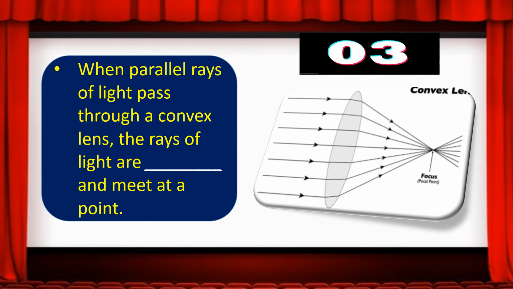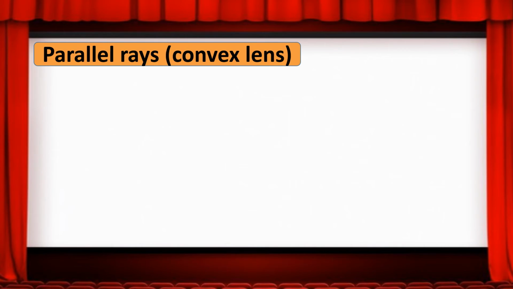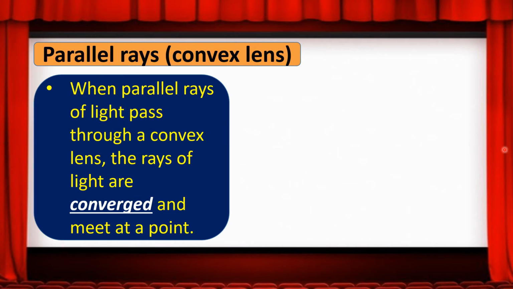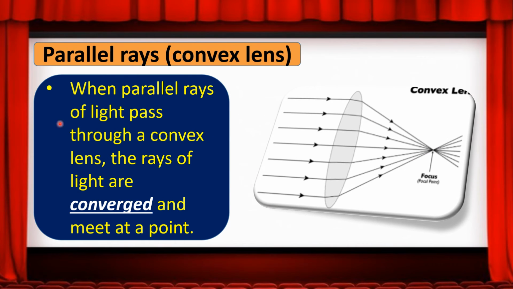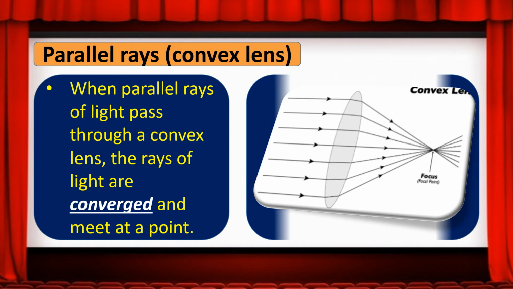Okay, time's up. So the answer is converged. When parallel rays of light pass through a convex lens, the light rays are going to converge and meet at a point. Next question.